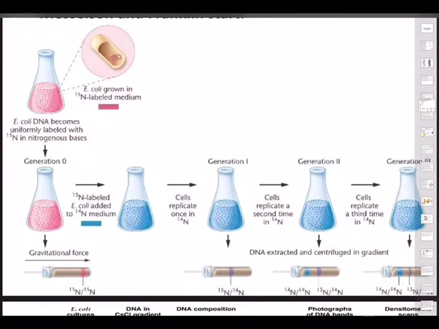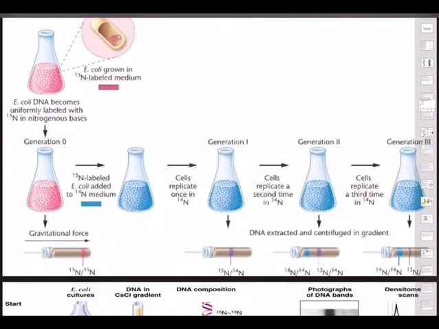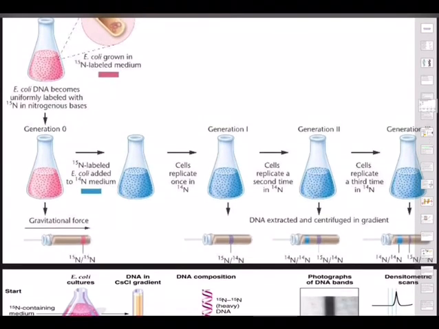E. coli DNA is uniformly labeled with a heavy dose of nitrogen, 15N, in E. coli grown in labeled medium. In generation 1, because of gravitational force, they could see it is all N15, N15.